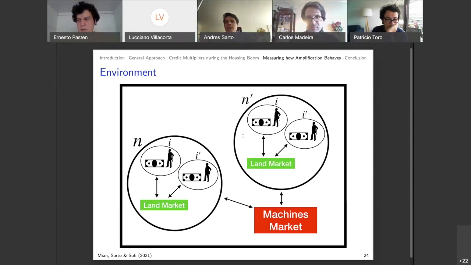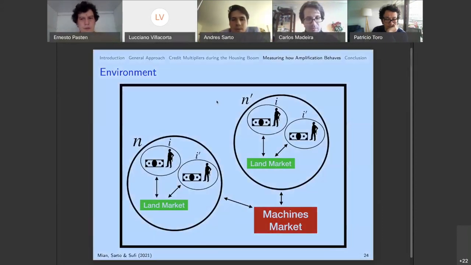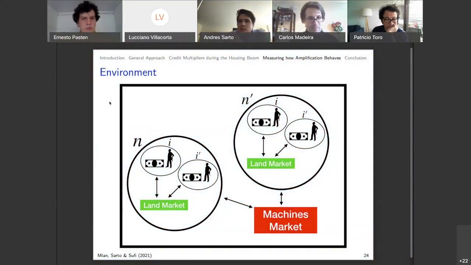So basically, if you are in island N, you can buy and sell land in that island. You cannot operate in the land market of N prime. However, you can buy and sell machines from someone in island N prime. You probably already suspect this is going to be useful for determining the different levels of aggregation through which these multipliers are going to happen. That's why we want these different types of markets.